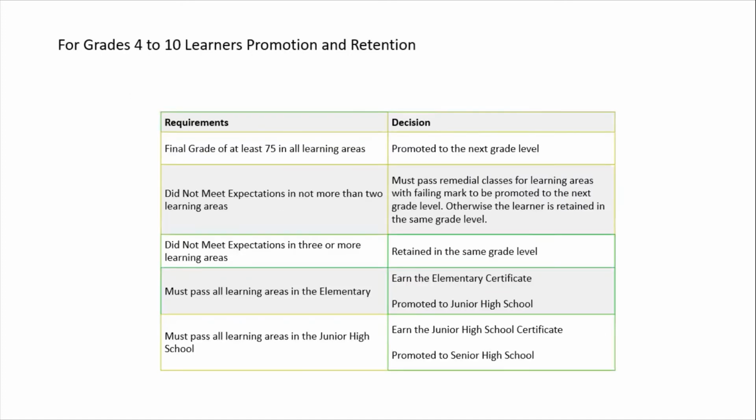Similar with grades 4 to 10, you need to pass all the subjects with a grade of at least 75 to be promoted. If you have 1 or 2 subjects that did not meet expectations, then you need to take remedial classes and you need to have a passing recomputed final grade. But if you have 3 or more learning areas that did not meet expectations, you'll be retained on the grade level. You must pass all the learning areas in the elementary to earn an elementary certificate and be promoted to junior high school. You must pass all the learning areas in the junior high school to earn the junior high school certificate and be promoted to the senior high school.